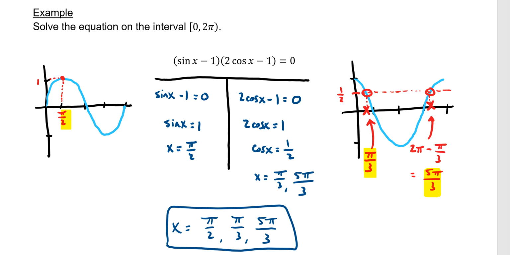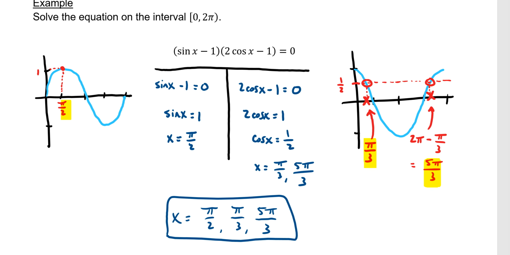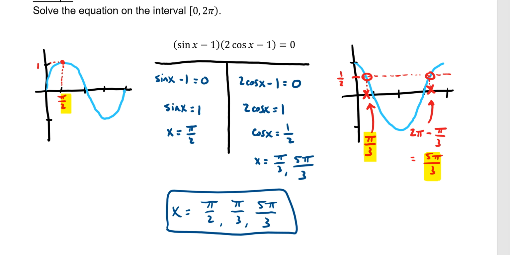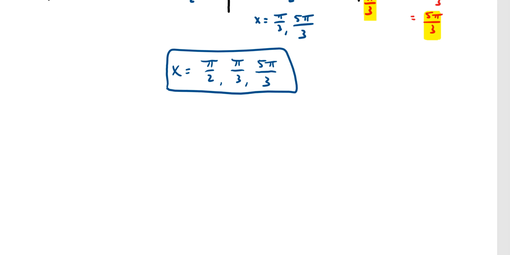Right, so that's the first type of question where we isolate one trig function and just get it as like sine of x equals 1, cosine of x equals 1/2, draw the graph, and figure out the answers based on what quadrant it's in. This one is a little bit trickier because it was factored. We had to use the zero product property, and we had to solve 2 separate equations, essentially.